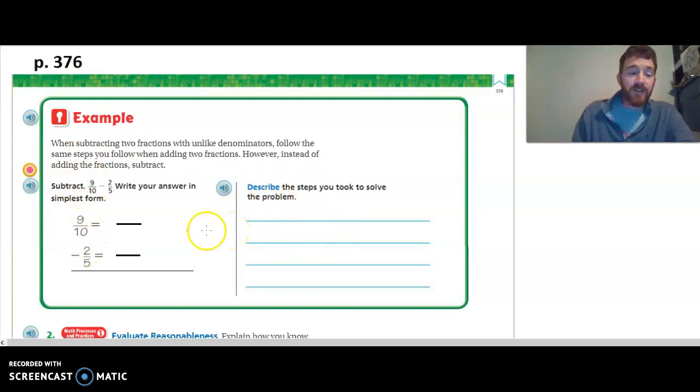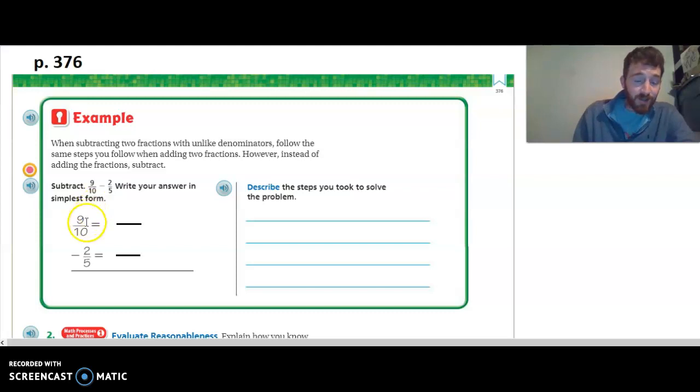Basically, what do we need to do? We have tenths and we have fifths. I need to make common denominators. Now, again, we could multiply 10 times 5 and have 50, but then we'd have to put in simplest form. If you look at this, 10 and 5, what would be the factor that they have in common? The least common denominator, a multiple of 5 would be 10.